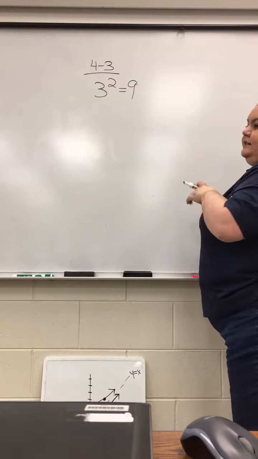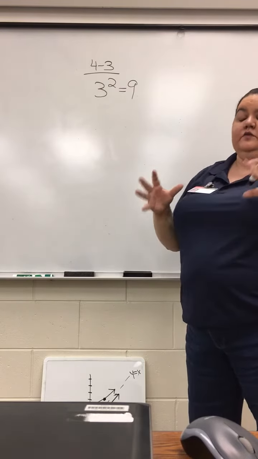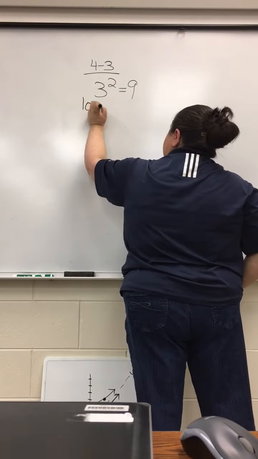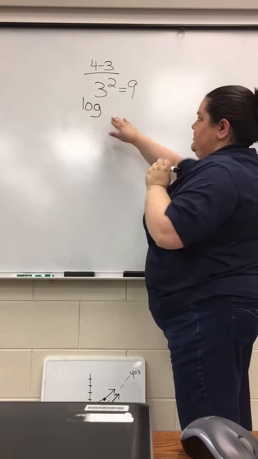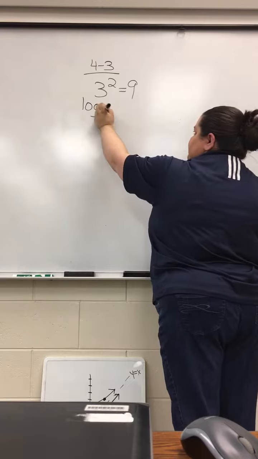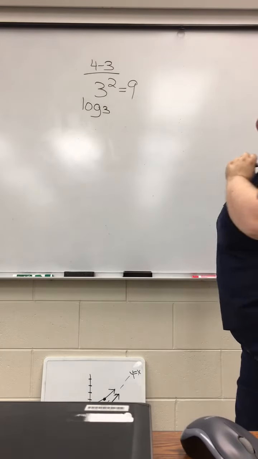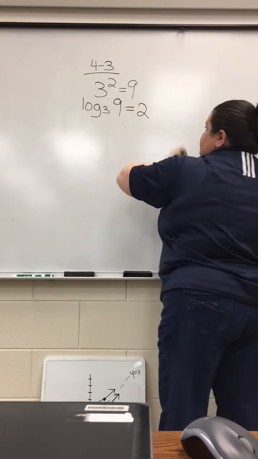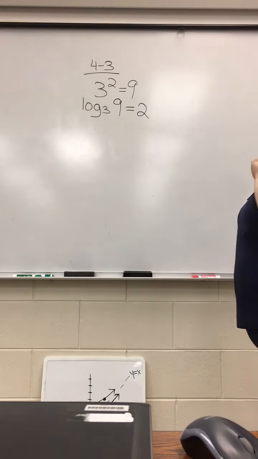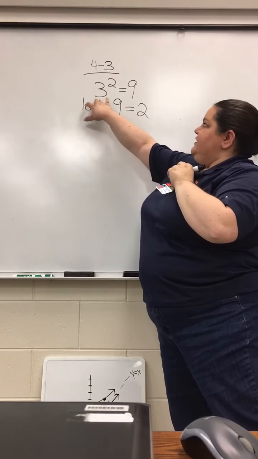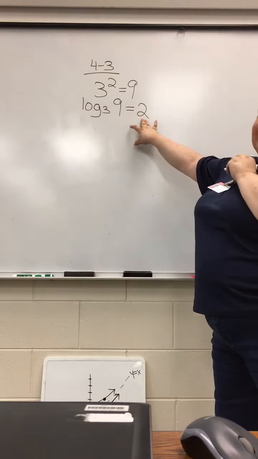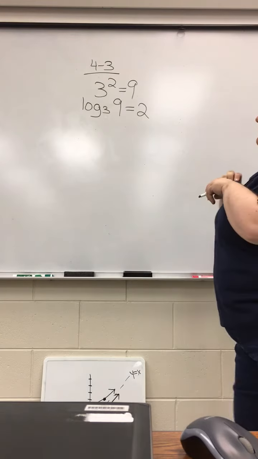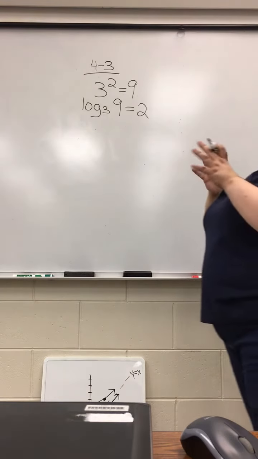Now to write it as a logarithmic function, you're going to write log, then put your base as a little number. Next goes your answer of 9, equals 2. Your exponent always goes last, remember that. The first number is always your base, the last number will always be your exponent, and the number in the middle is your answer. So that's how to take it from exponential to logarithmic.